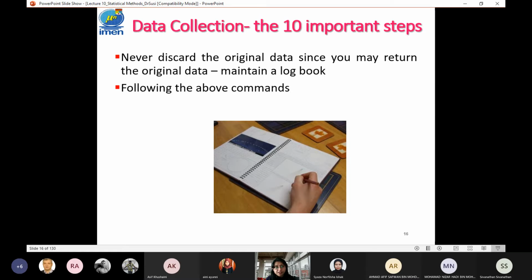You know why? Because sometimes maybe 1 or 2 or 3 semesters down the road, you find that you may need to repeat something that you've already done before. Having the logbook helps you, because then you may not need to repeat it since you already have the data. It helps you keep track of what you have done and what you have not done, and how to plan for the next step. Okay. And last but not least is following all the above 10 commands. So these are the 10 important steps in data collection.